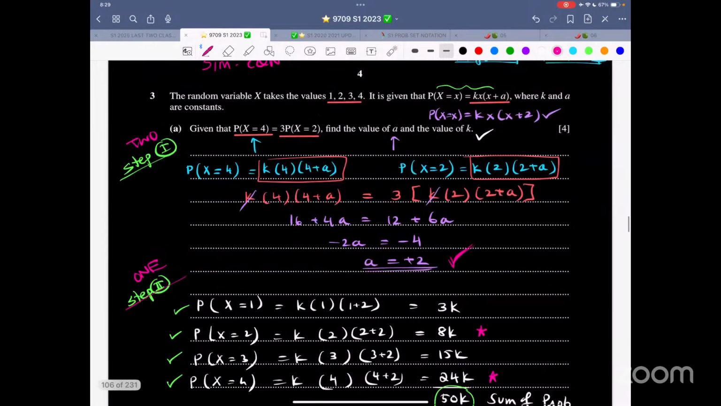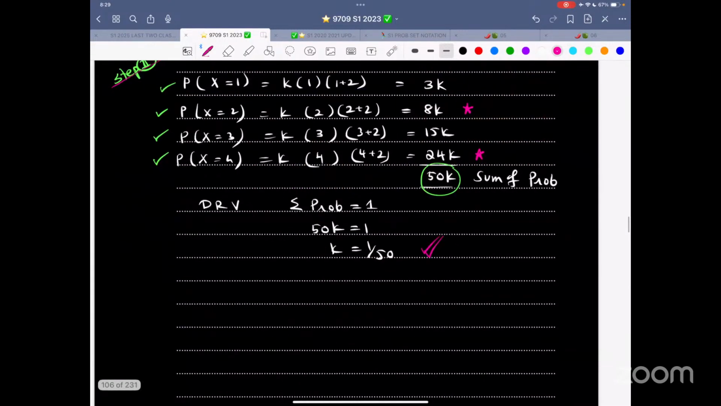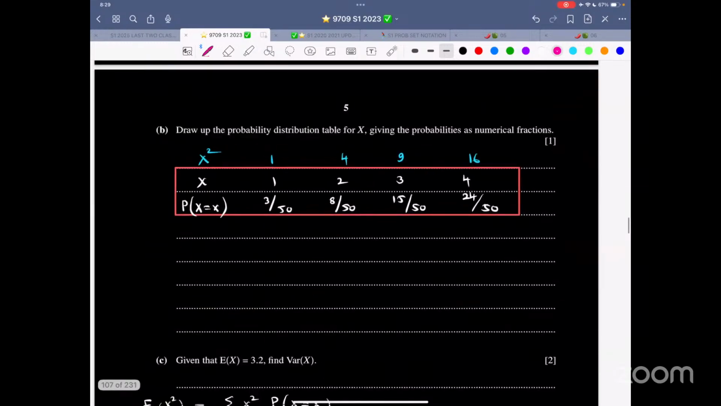Maybe they are too obsessed with pure maths and basic arithmetic that they are making us use this thing again in S1. So this thing is done.